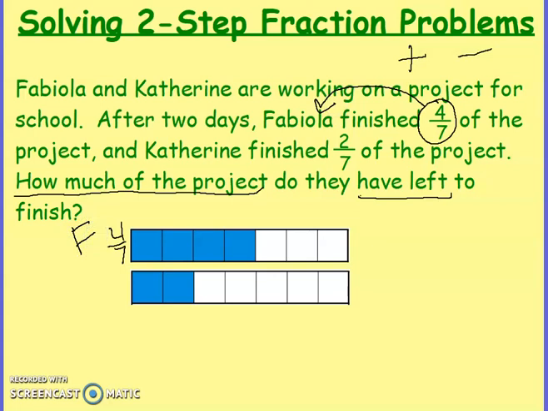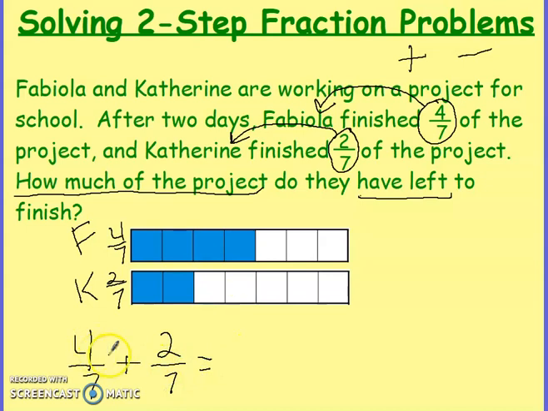So that one's representing what she did. What fraction is this showing? 2/7. According to our problem, what does that 2/7 represent? Right, that's how much Catherine finished. That is Catherine's portion of the project. So we know that we need to add them together. So let's add Fabiola's 4/7 plus Catherine's 2/7, and we end up with 4 plus 2 is 6, and our denominator stays the same, 7. 6/7 is what they have finished.